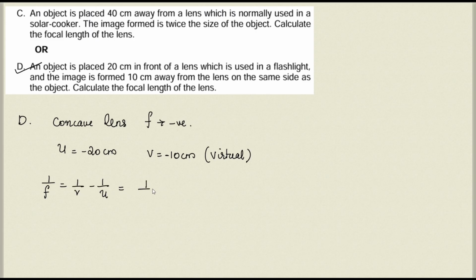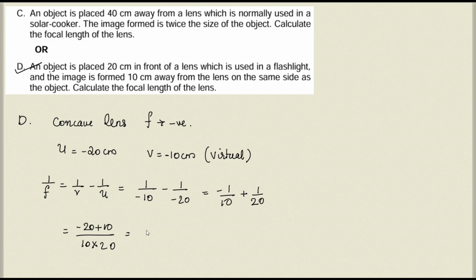That is equal to 1 by minus 10 minus 1 by minus 20. That is equal to minus 1 by 10 minus minus, that is plus 1 by 20. Either you can take the LCM or cross multiply. So if you cross multiply, you will be getting minus 20 plus 10 by 10 into 20.